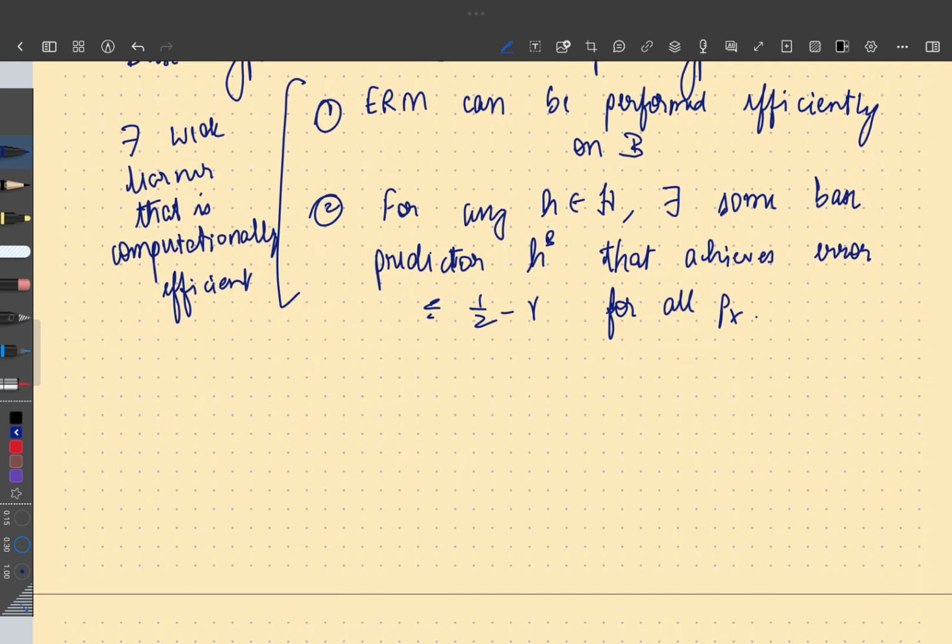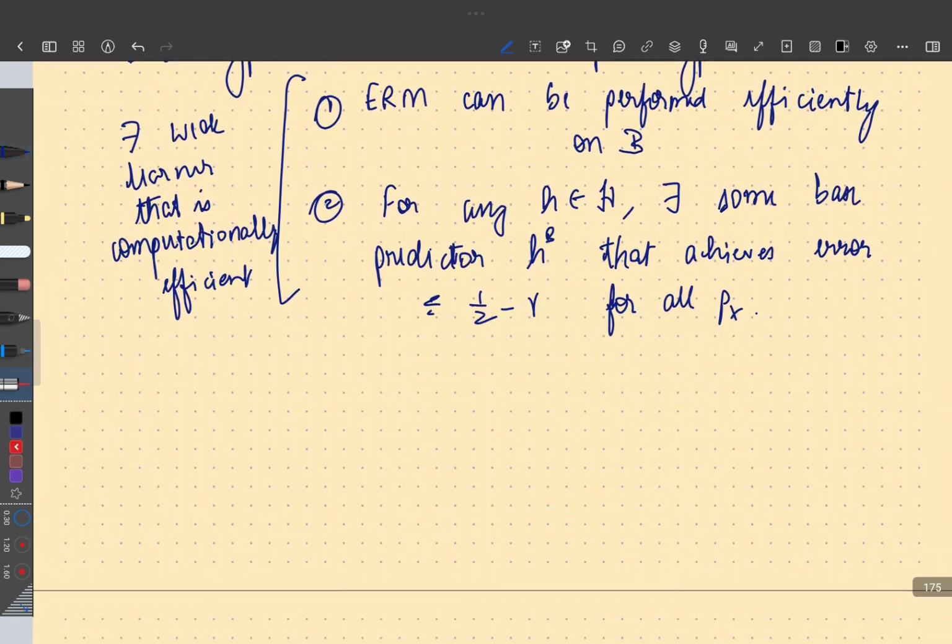So just to maybe see a couple of examples of what a weak learner may look like. Yes, that's true for all P_X, because we're assuming that given x, y is labeled according to h. So it's not the agnostic PAC learning framework that we're seeing here.